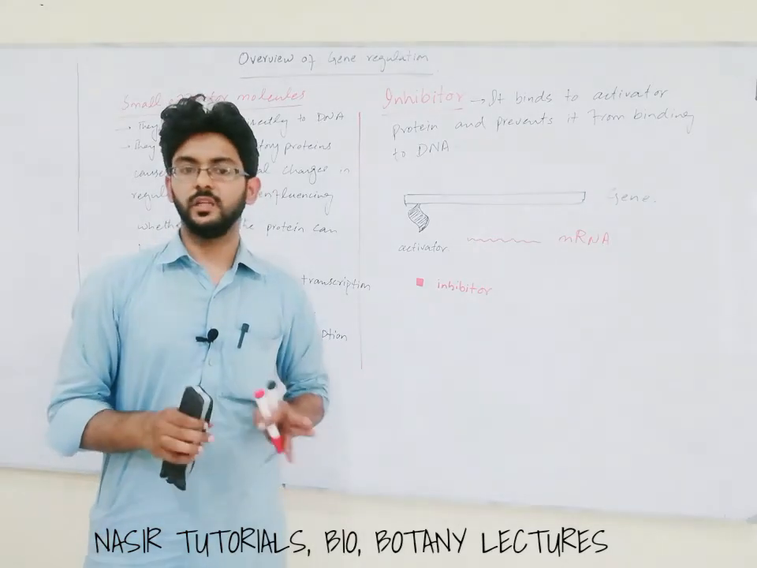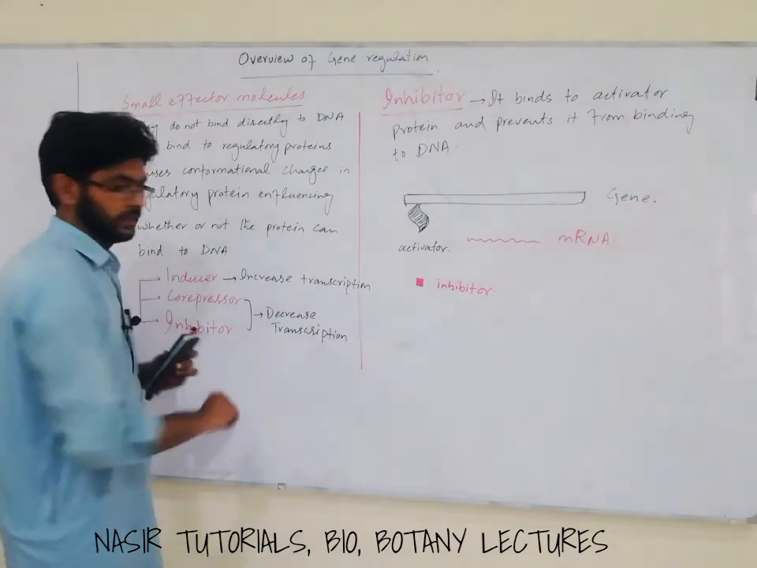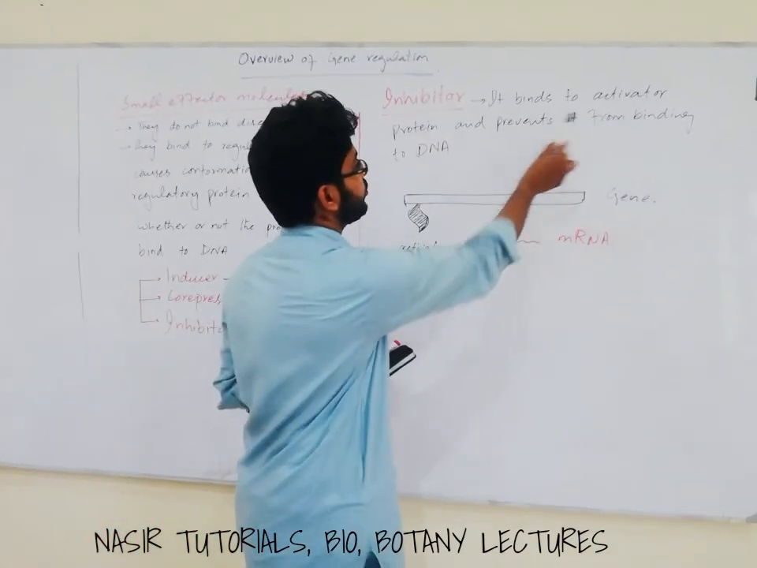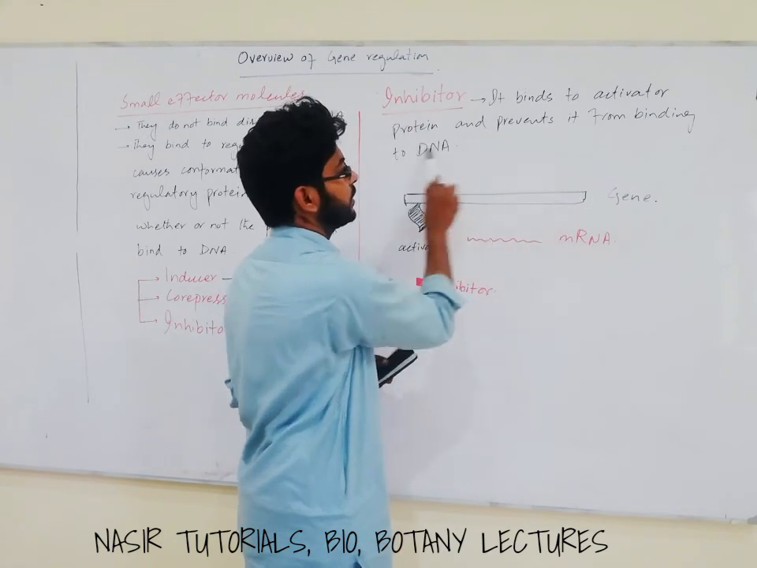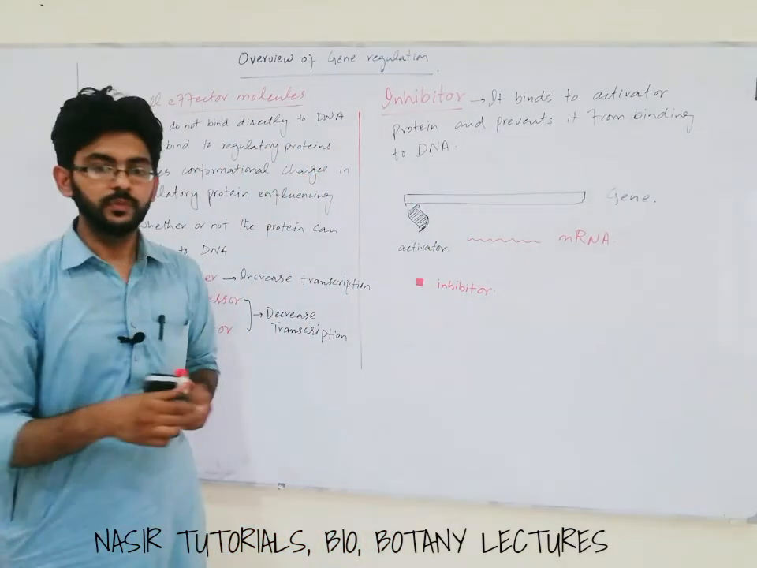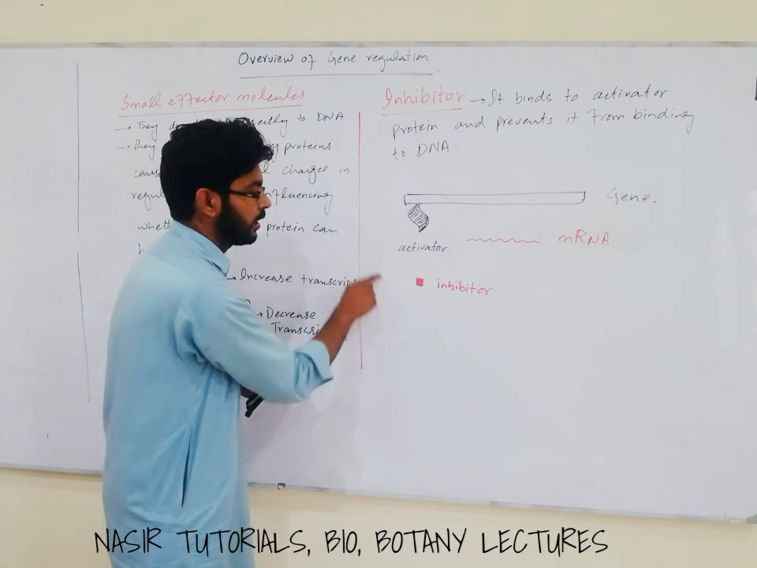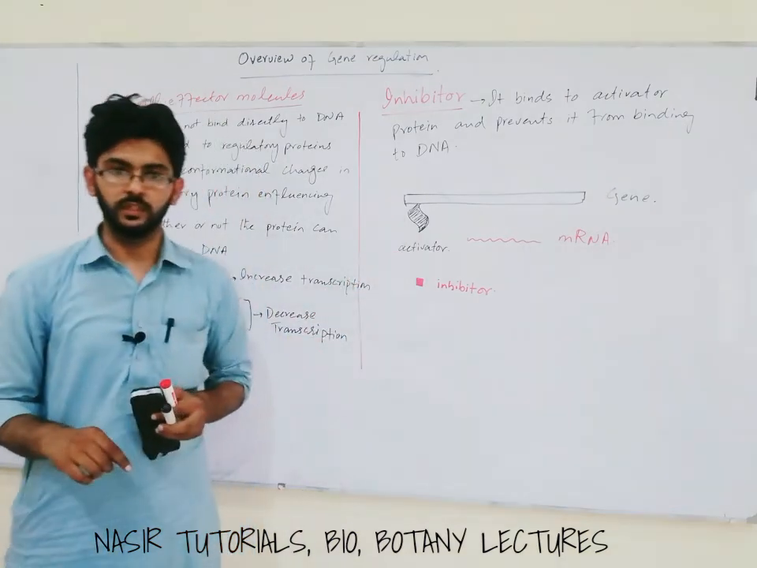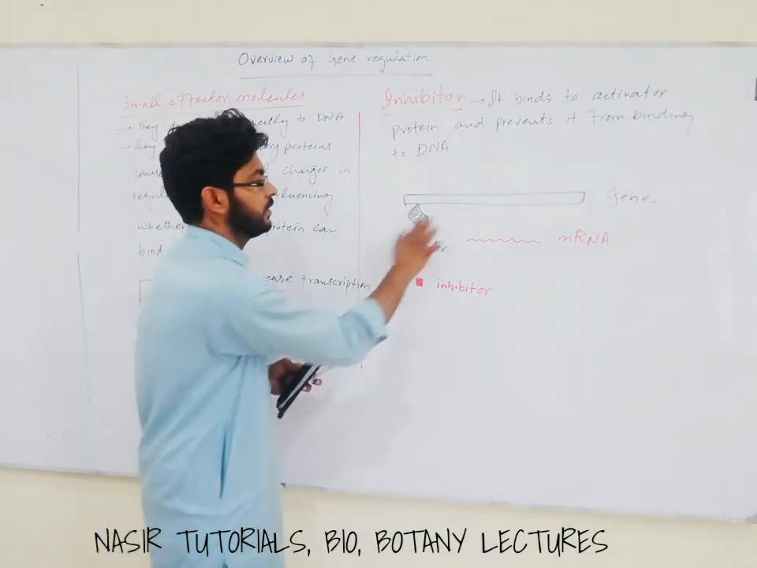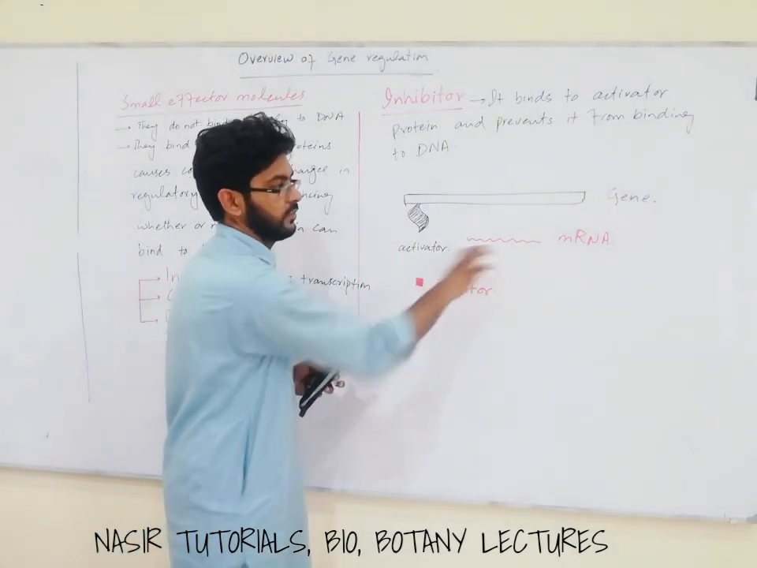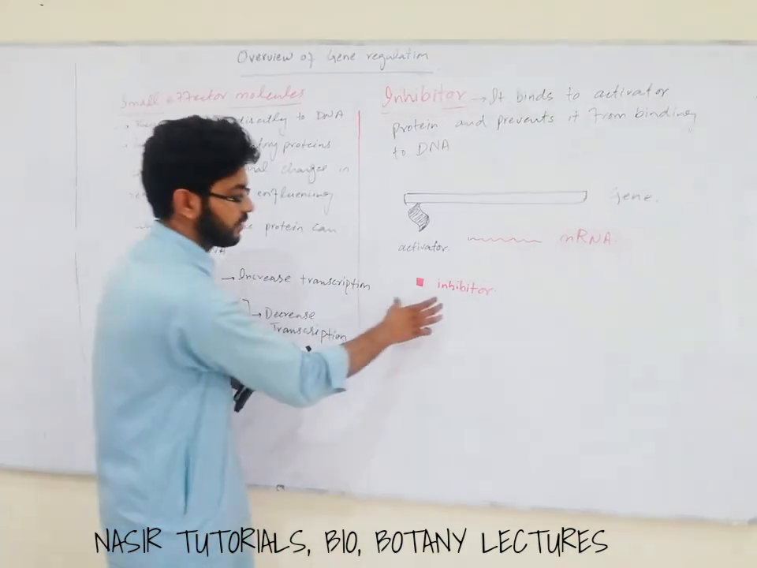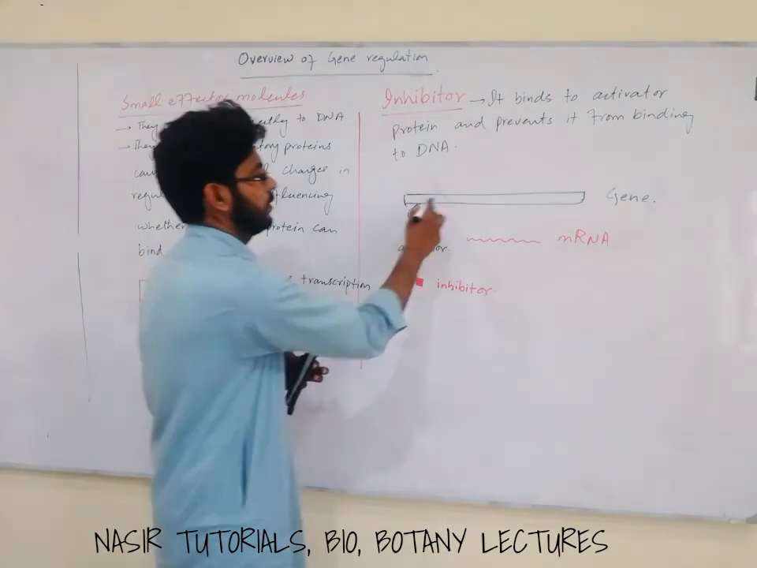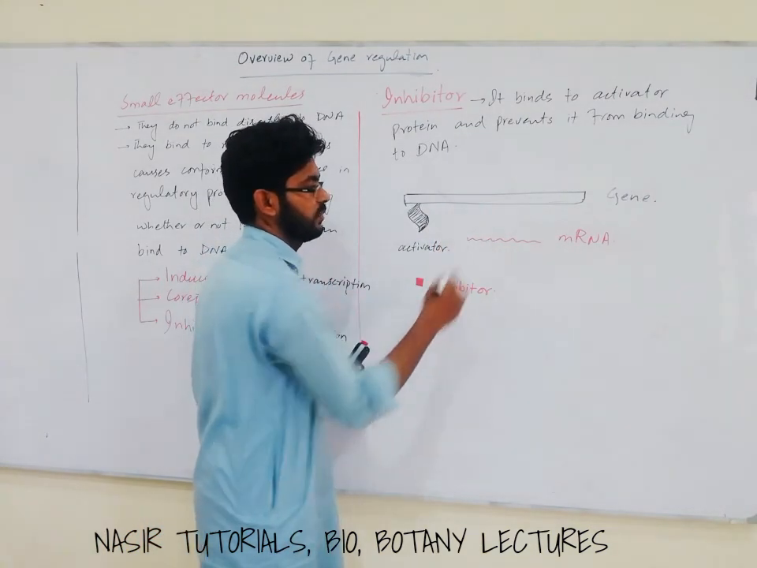The third small effector molecule is inhibitor. Inhibitor is a molecule that binds to the activator protein and prevents it from binding to DNA. It means this inhibitor molecule binds to the activator protein and releases it from the DNA. The activator protein increases the rate of transcription. In the absence of inhibitor, the activator will attach to DNA and the gene transcribes messenger RNA.